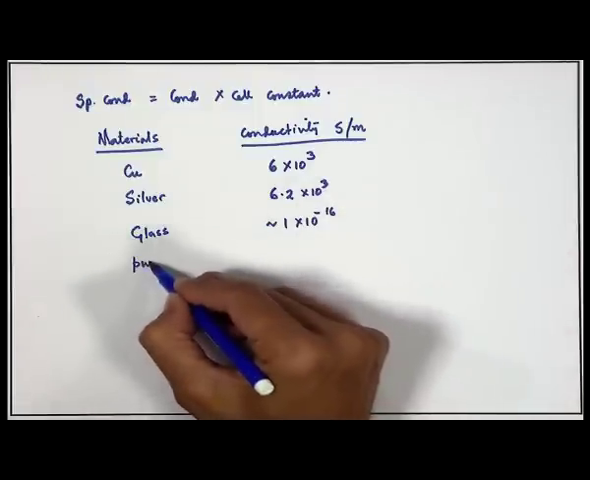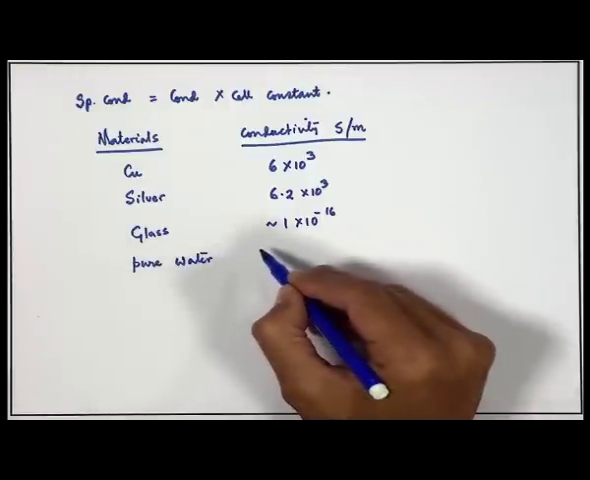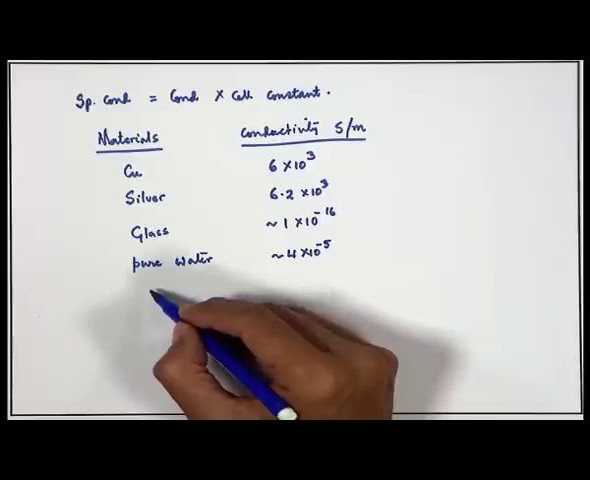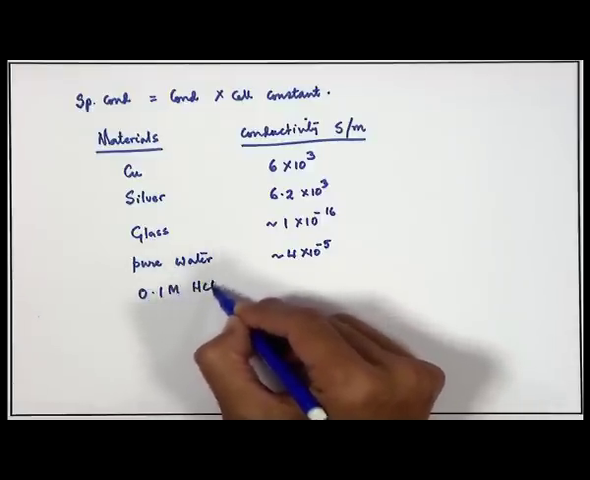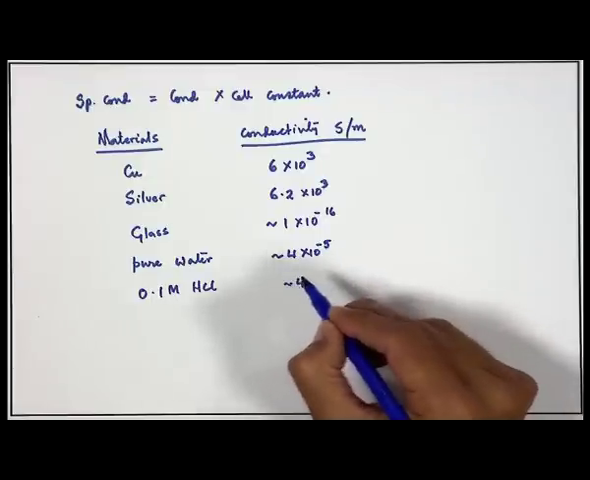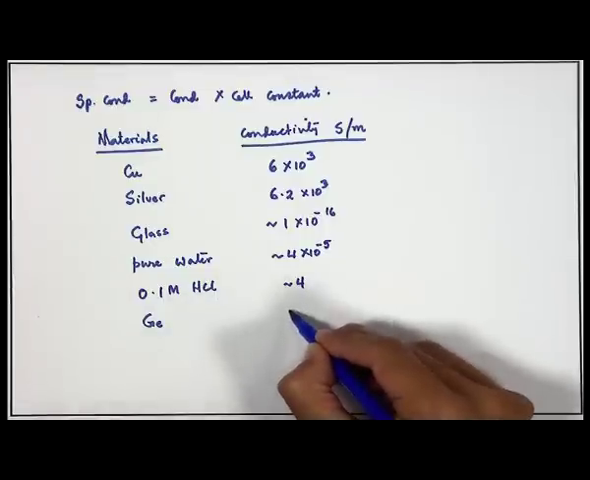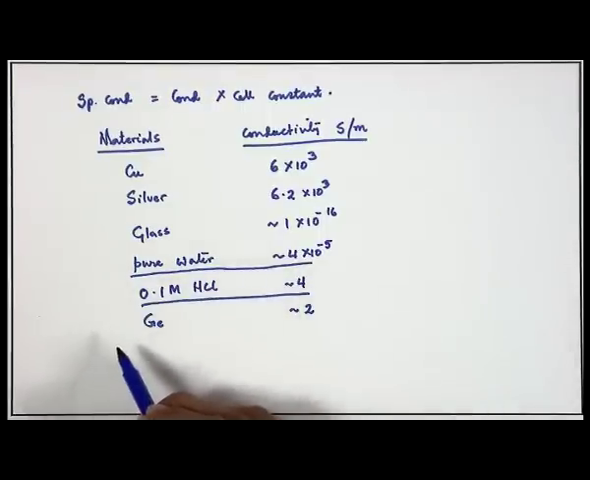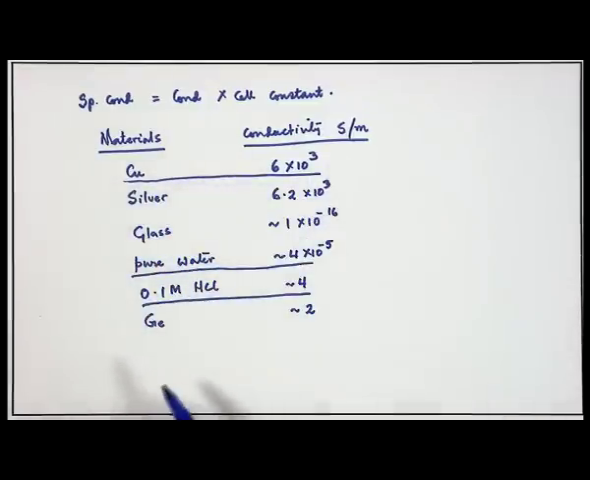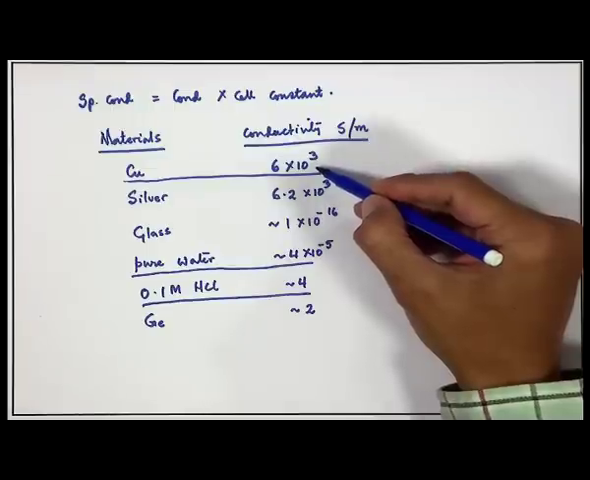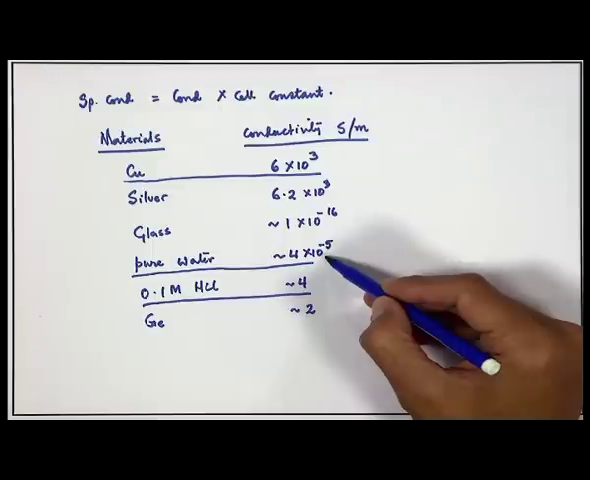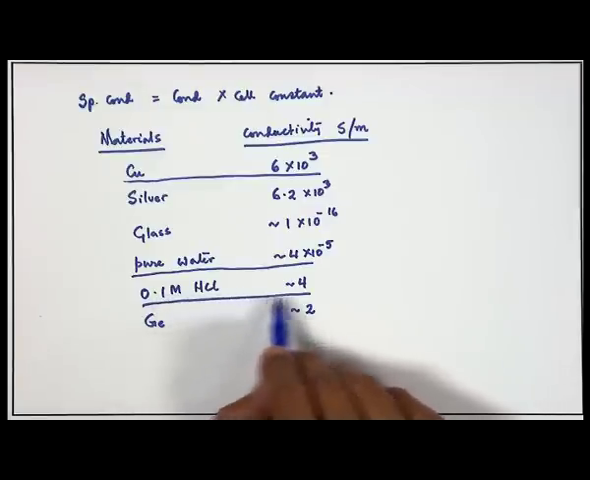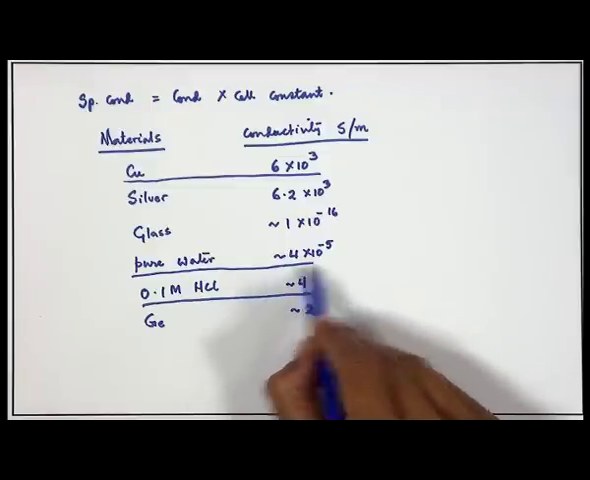Pure water, it is about 4 into 10 to the power minus 5. For example, if it is 0.1 molar HCl, its value is close to 4. Germanium, it is about 2. So, you see that if you think about this metallic conductor, then its conductivity is very high. In case of pure water, it is very low, but it is much better than glass or some other non-conducting material. In case of this 0.1 molar HCl, it is about 10 to the power 5 times more than that of pure water.